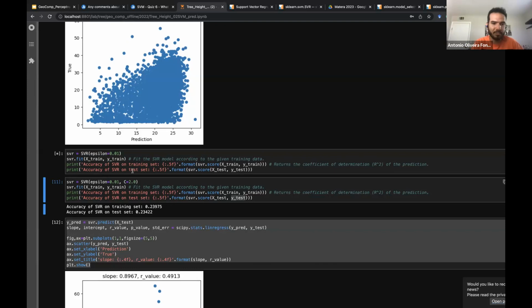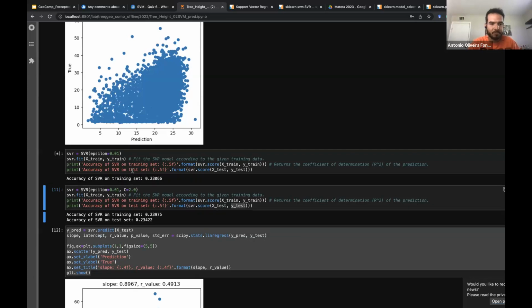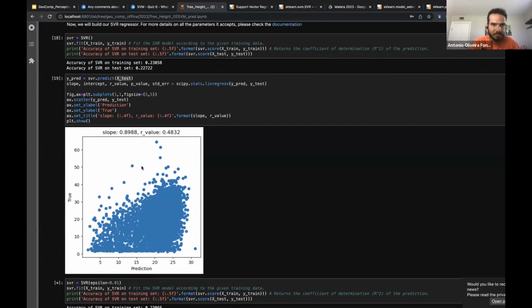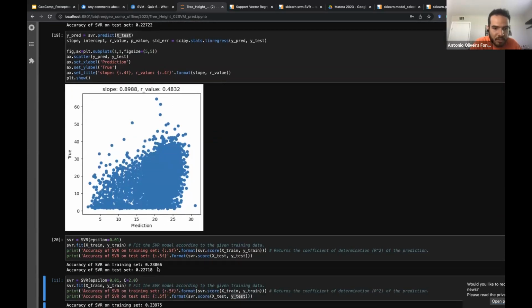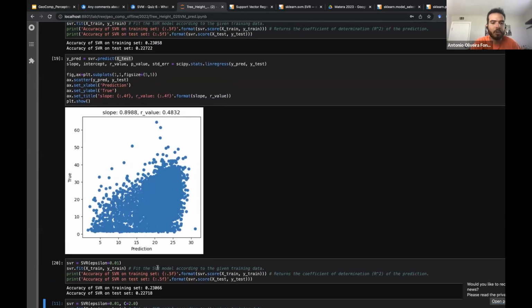While this is running, let's compare. So this one was 0.23058, 0.23, 0.06. Yeah, it didn't change much. Apparently we didn't need the epsilon that big, so we managed to reduce the epsilon. The margin is more narrow now and the performance didn't change much.